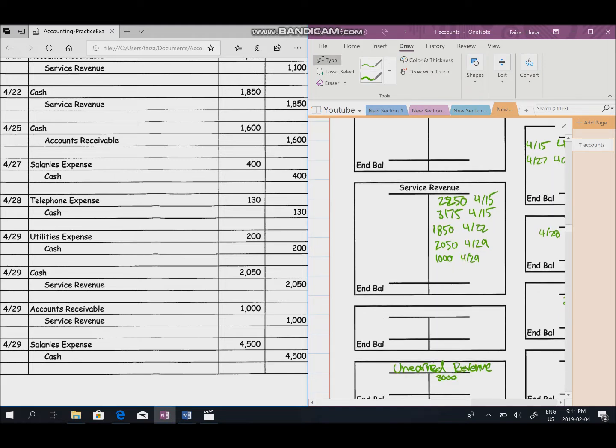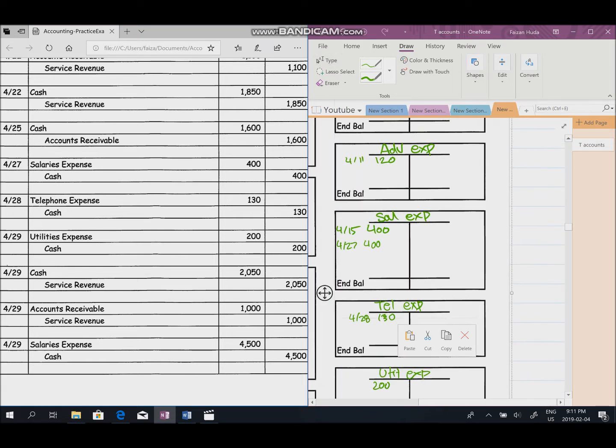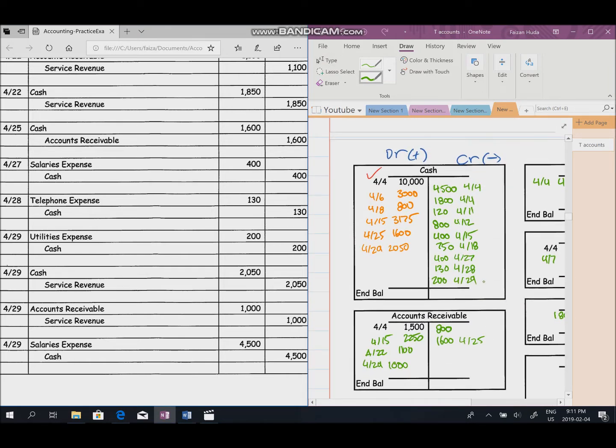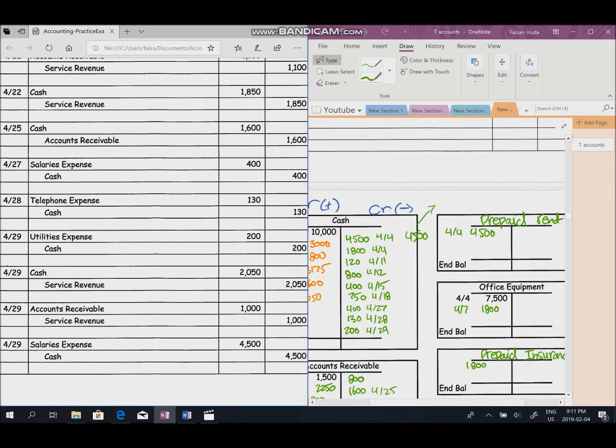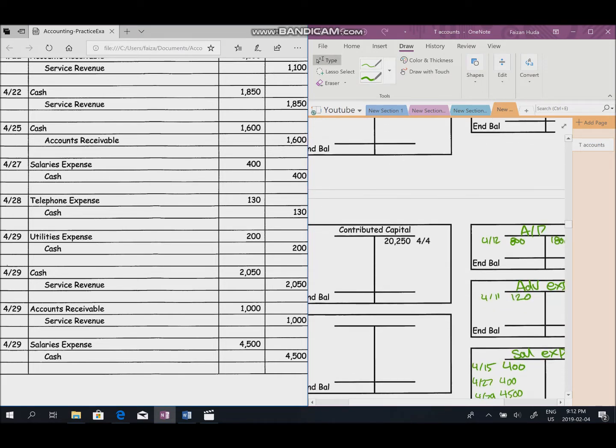Finally, our last one to post is salaries expense, which is 4,500. I believe salary expenses over here. So it's 4,500. Happened on April 29. Cash goes down by the equivalent amount. So since I'm out of space, I'm just gonna do it over here. 4,500 cash. I'm gonna write the date over here since there's no space. I don't want to mix up the numbers. On April 29. So now we're just done posting our T accounts.